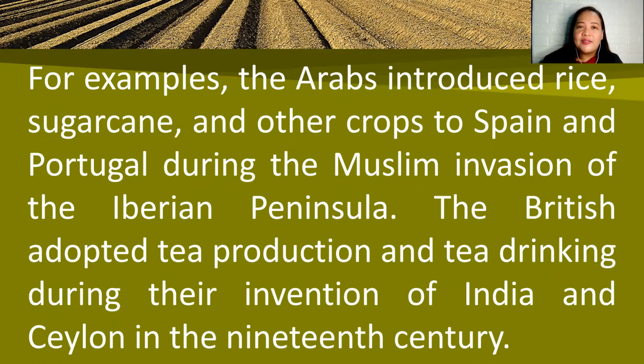For example, the Arabs introduced rice, sugar cane, and other crops to Spain and Portugal during the Muslim invasion of the Iberian Peninsula. The British adopted tea production and tea drinking during their invasions of India and Ceylon in the 19th century.